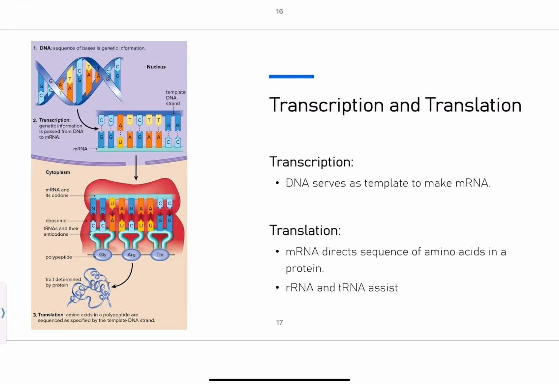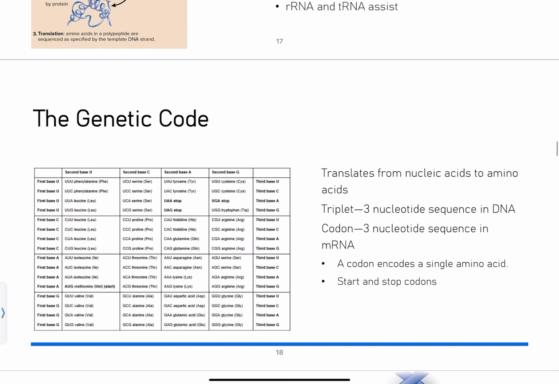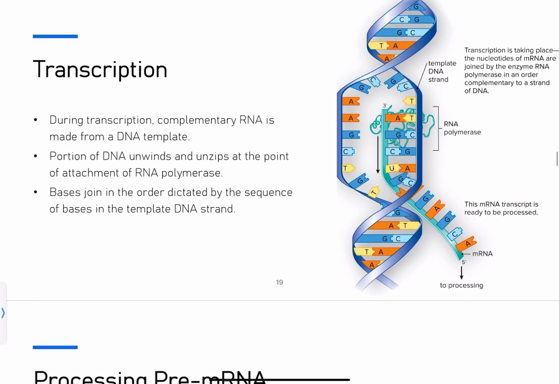Okay, so next we're going to talk about gene expression, which is composed of two major processes. So that's transcription and translation. So in general, transcription is the process of taking DNA and converting it into mRNA, and translation is the process of taking that mRNA and converting it into a protein. And we'll come back to this.